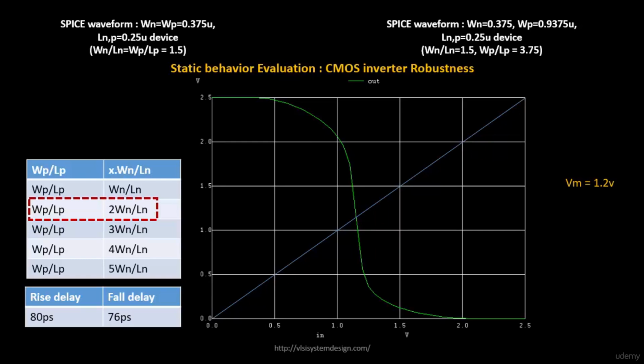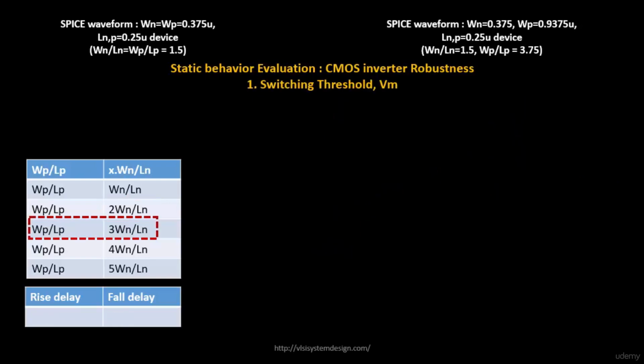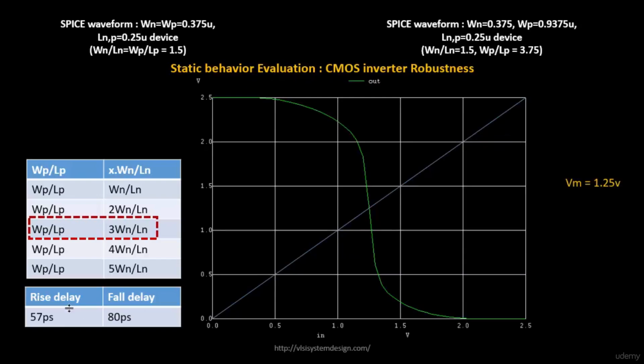Next is to do the SPICE simulation for another set of circuit. You increase your PMOS width to thrice the NMOS, and we follow the same way we did for the previous case, and we get these values. I've already evaluated that. So your rise delay will be 57 picosecond, and your fall delay is 80 picosecond, and the switching threshold lies exactly at the center, or somewhere near the center if we don't miss the decimal points. So we have kept the switching threshold as 1.25 volts.